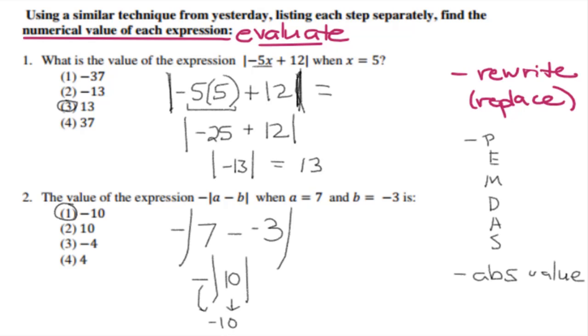What is the opposite, right? We said this negative sign in the front is opposite. What's the opposite of the absolute value of 10? Well, 10 is the answer. The opposite of it is going to be negative 10.